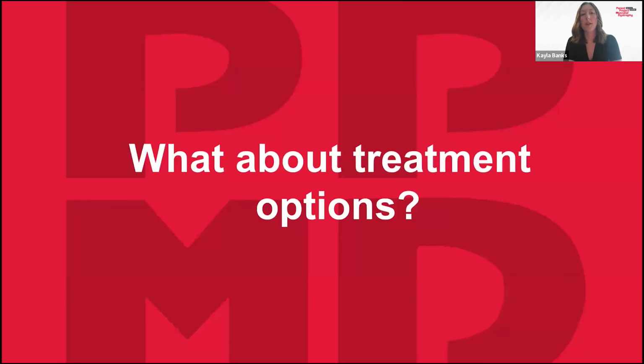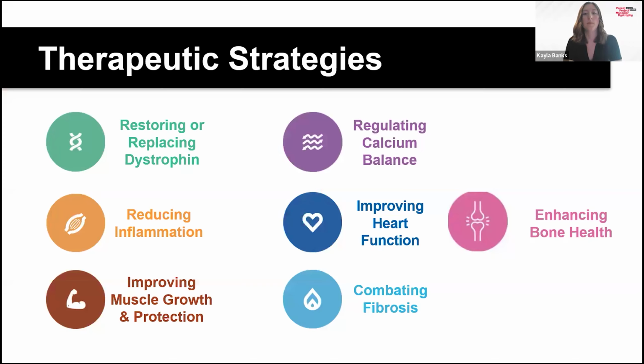Now that we have covered genetic variants, let's look at treatment options and how some of these may connect back to genetics. There are many different ways that treatments can target the symptoms of dystrophinopathy. However, they generally fall within 2 larger categories. Some therapies attempt to restore or replace the absent or altered dystrophin. Other therapies try to prevent or alleviate the symptoms in the body due to absent or altered dystrophin.